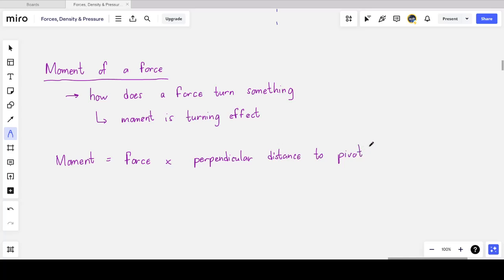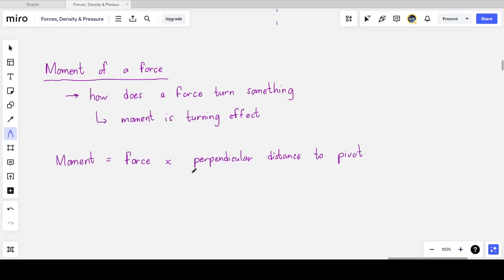Ooh, the pivot, what is the pivot? Well, I'm going to describe that when I draw the diagram, but a pivot is basically a point around which something turns. When something turns, it must turn around something. And that point around which it turns is called the pivot. Pivot is basically the point that's remaining fixed whilst the rest of the object is moving around that point.